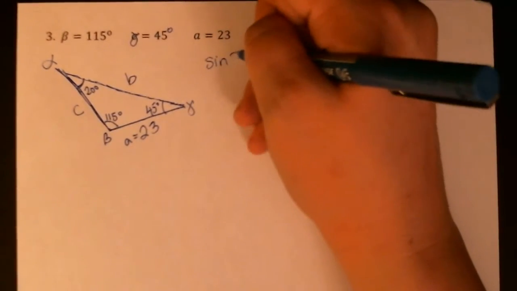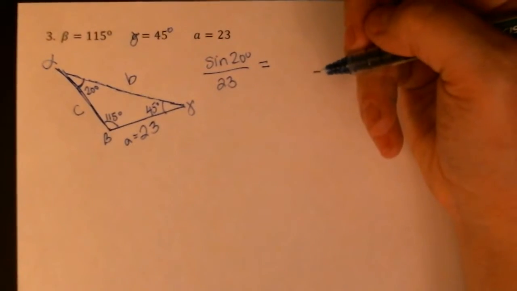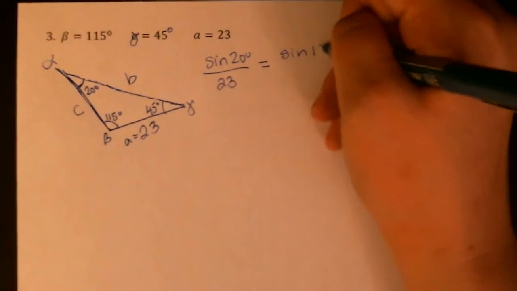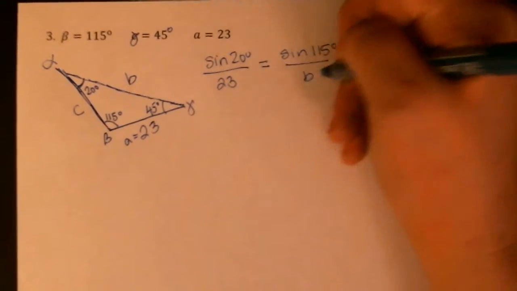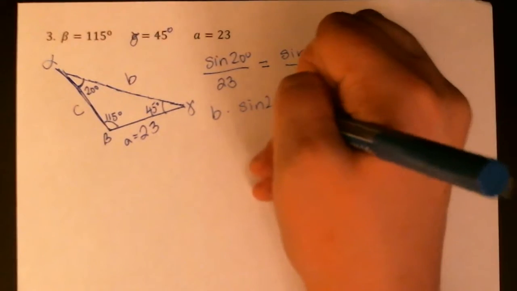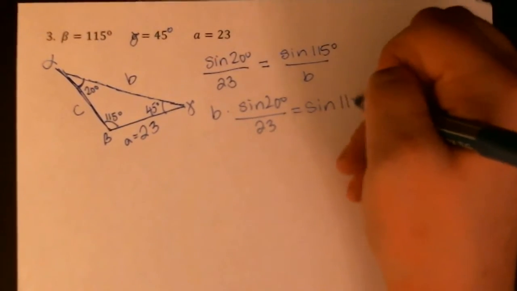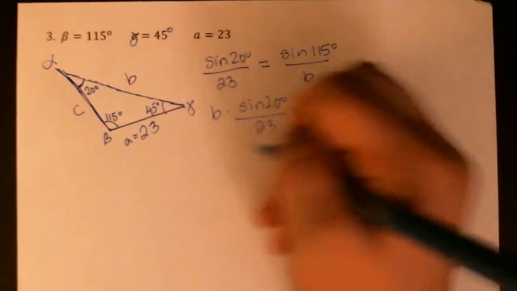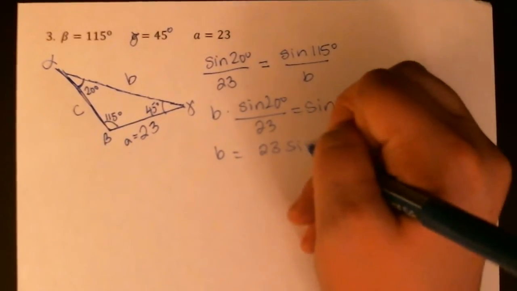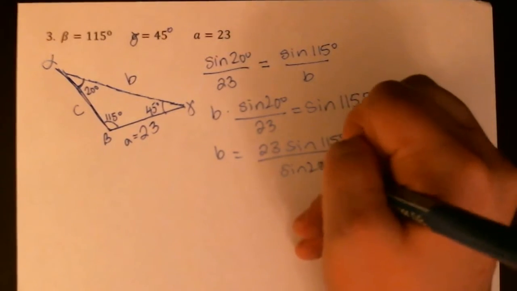And now I can do law of sines. I can say sine of 20 degrees over 23, and then I can pick whichever one I want. If I want to go for B first, I'll take sine of 115 degrees divided by B. And I would multiply by B to get it out of the denominator, and then I would multiply by the reciprocal of sine 20 over 23. So I get B is 23 times the sine of 115 degrees divided by sine of 20 degrees.